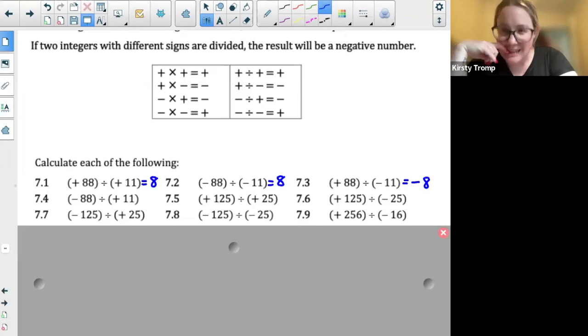Okay, ma'am. Always. Remember, dividing is just the opposite of multiplying, so it's exactly the same thing. You're just doing the opposites. So you have to have symbols.